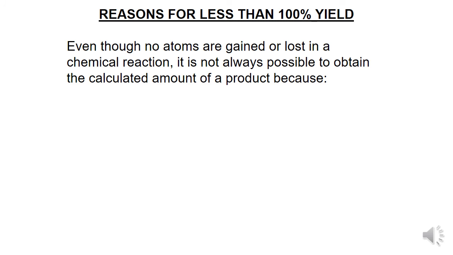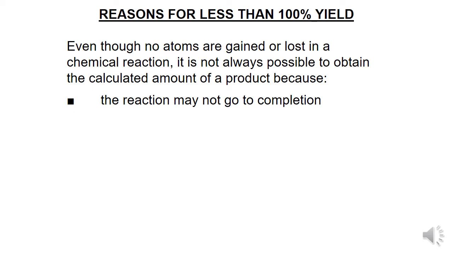Well, what we've got to think about, we've said this already, even though no atoms are gained or lost in a chemical reaction because of conservation of mass, which is a law, it's not always possible to obtain the calculated amount of a product, and there are three main reasons. First of all, the reaction may not have gone to completion. Now, in this magnesium oxide one, that's fairly common, that you think the reaction has finished, but actually you've not quite heated it enough. It's not gone long enough.